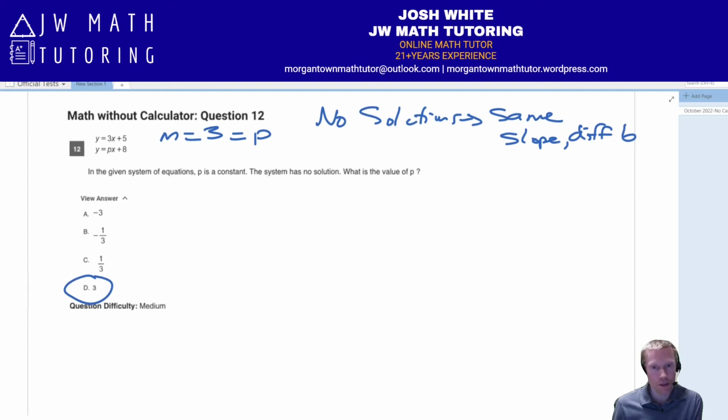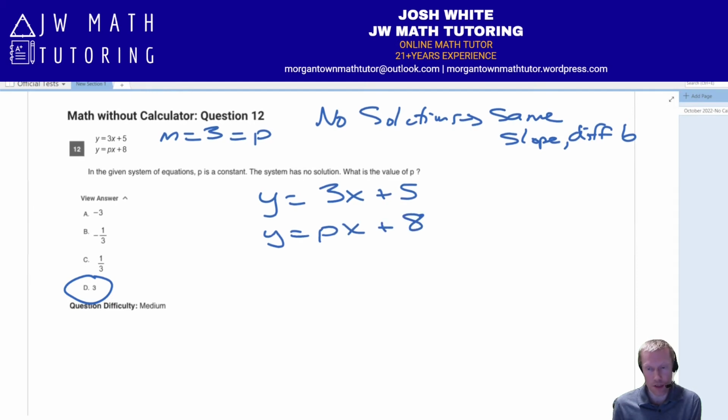Now, an alternate way to think about this is the method that I recommend when you have systems of equations that are given in standard form, okay, when x and y are on the same side of the equal sign. So when it's no solution, the multipliers on x and y are the same, but they're different for the number.